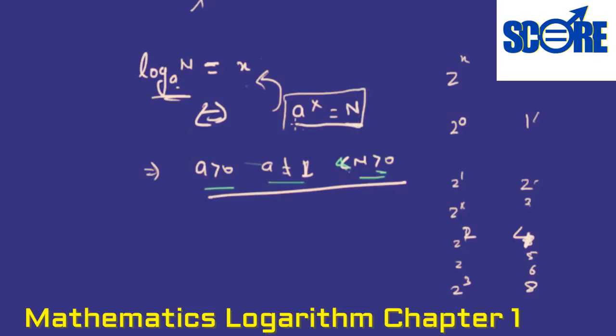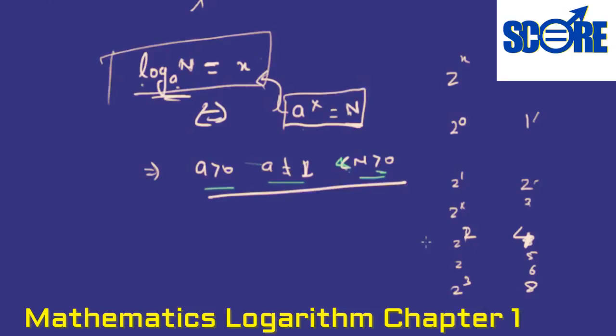This a raised to power x equal to n is an equation. This is the power x. If I have to rewrite this equation, I have to use the word logarithm. x is equal to log n to the base a, and the number is n. So in this way I can write.